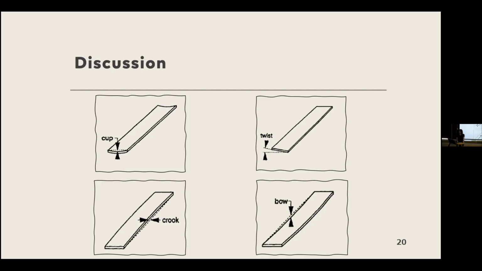As you can see from these four graphs here, one board that is composed of different parts of the tree may lead to different shrinkage in different directions due to different physical properties between juvenile wood and mature wood, normal wood and reaction wood, and heartwood and sapwood. And finally, it makes the lumber quality unacceptable.